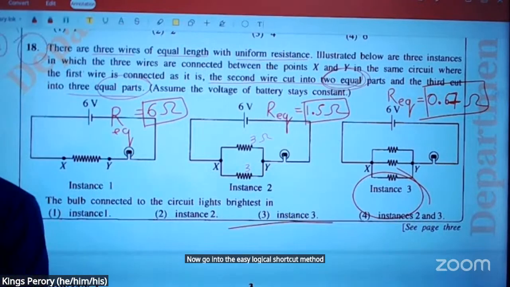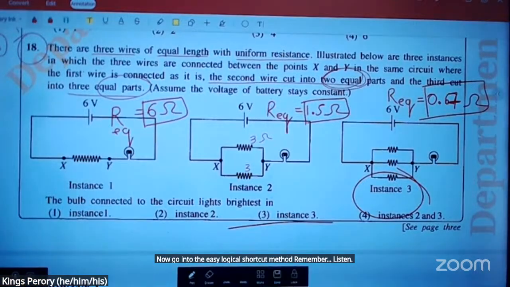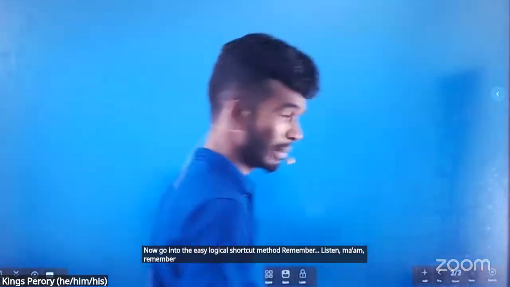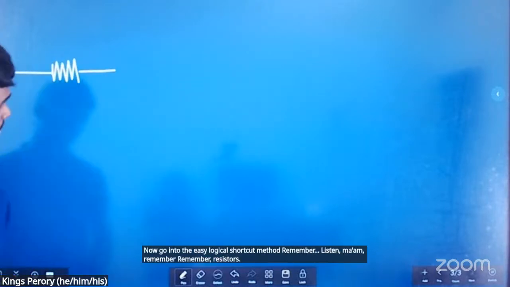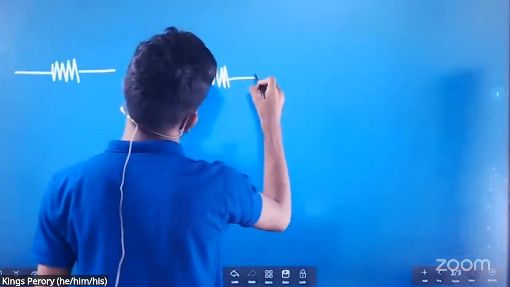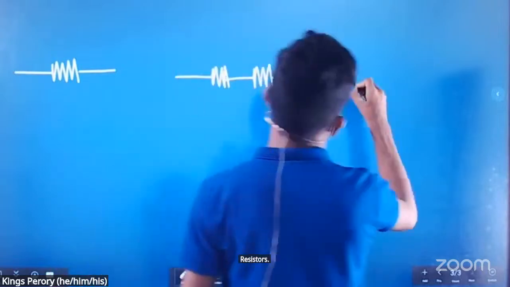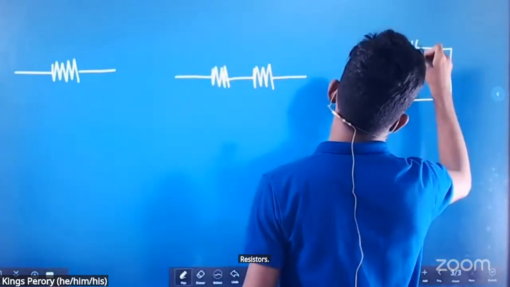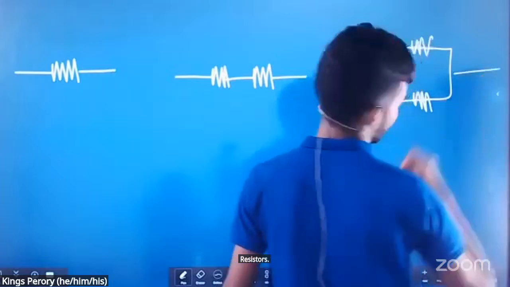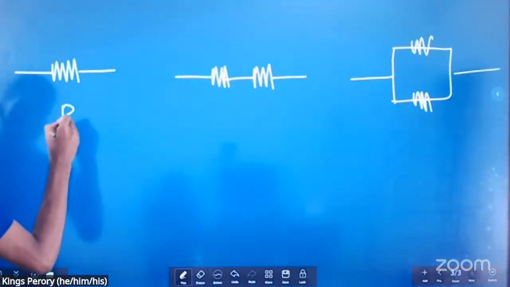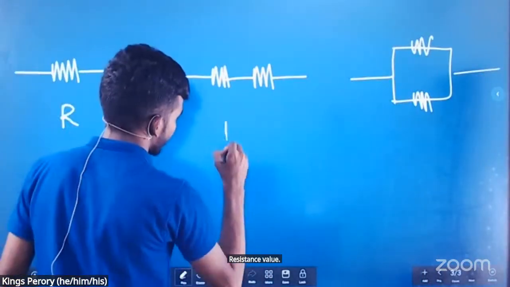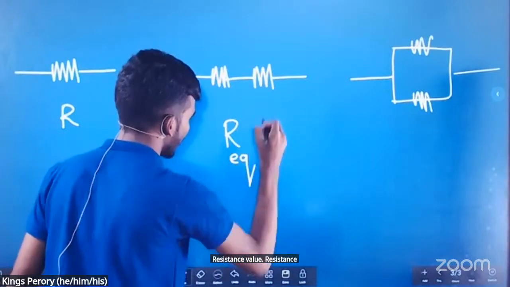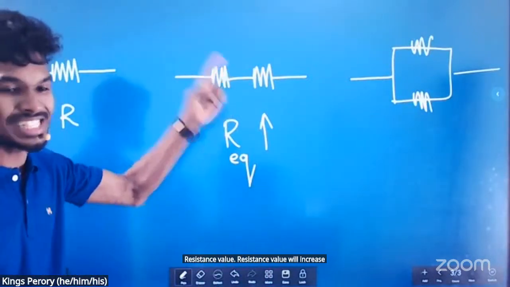Remember, listen, remember resistors. Resistance value will increase in series connection.